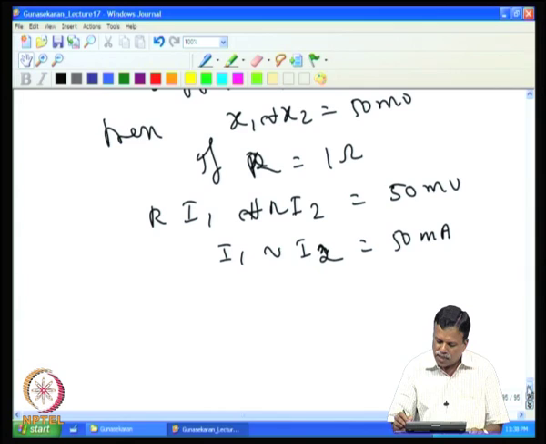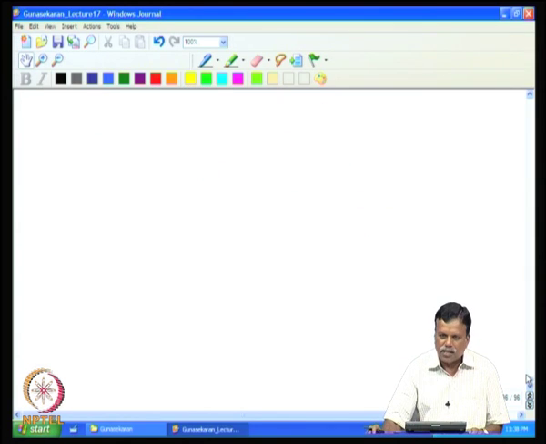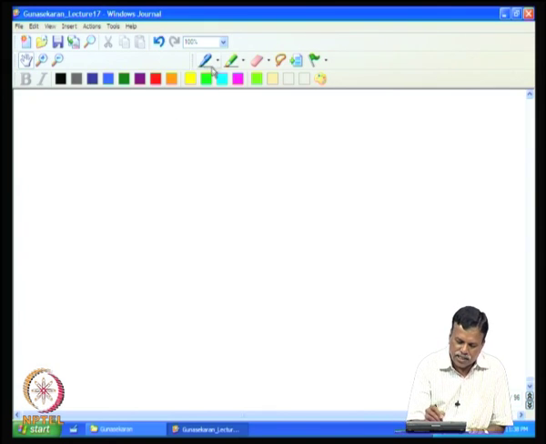Now, let us see how to connect the transistors in series. So, we have seen so far how to connect them in parallel to share the current. Now, let us see how to connect the transistors in series to boost the voltage. So, transistors in series.